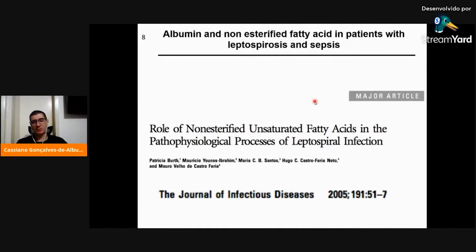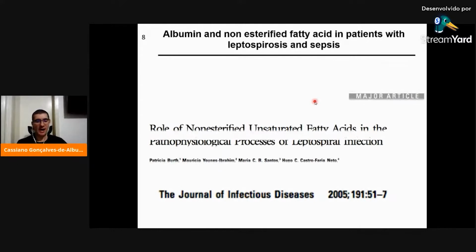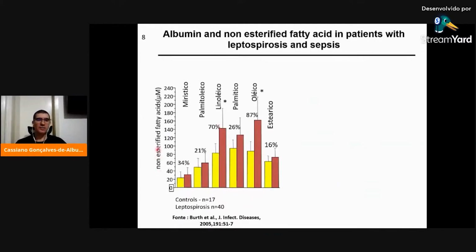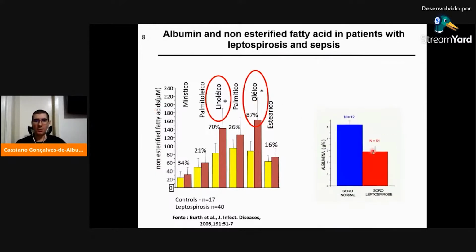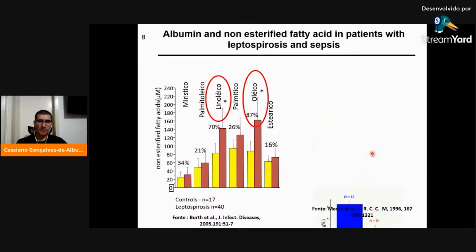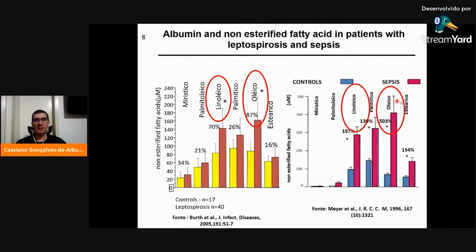Critically ill patients with severe leptospirosis or sepsis present high levels of non-esterified fatty acids, mainly linoleic and oleic acids, with lower levels of albumin, which binds fatty acids, avoiding their toxic effects. As you can see here, septic patients present the same pattern as severe leptospirosis patients.